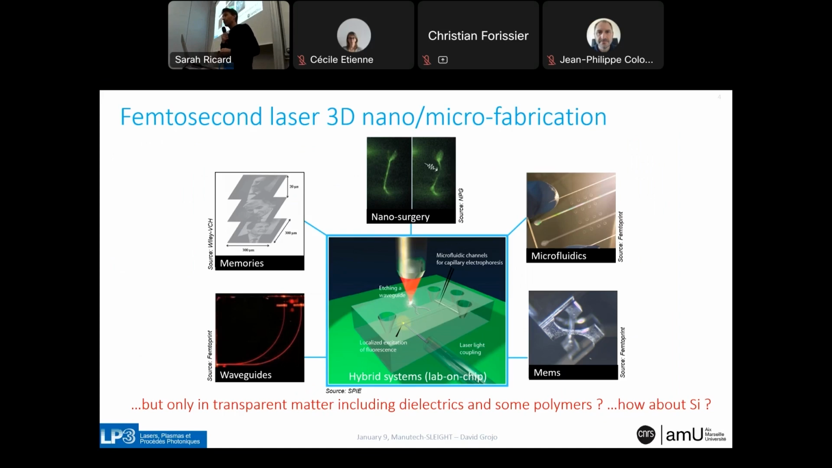But the comment I'd like to make at this stage is that all these nice possibilities are mostly for dielectrics, for transparent materials, so dielectrics, polymers. And we will see in the second part of my presentation that it becomes progressively feasible in semiconductors, but it's a bit more challenging.